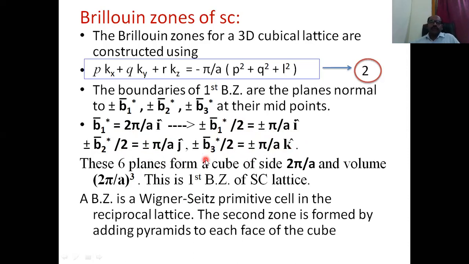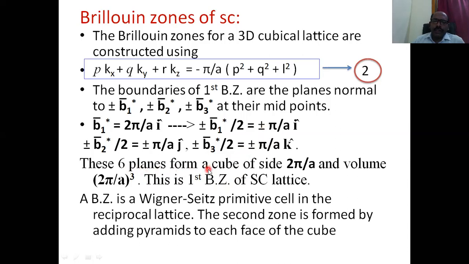So now we have these vectors at midpoints, and we have to draw the planes. So these are 6 vectors. If we write the signs individually, there are 3 vectors and each possesses 2 signs. Therefore, 6 vectors are there. So the planes at these vectors.